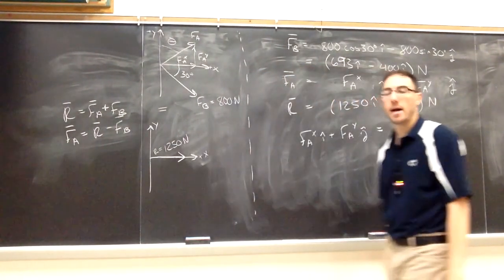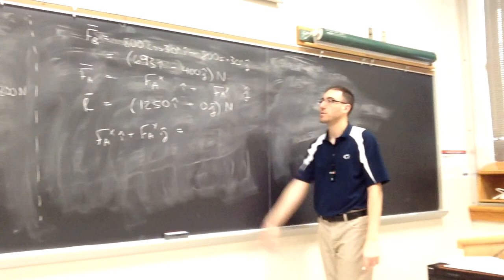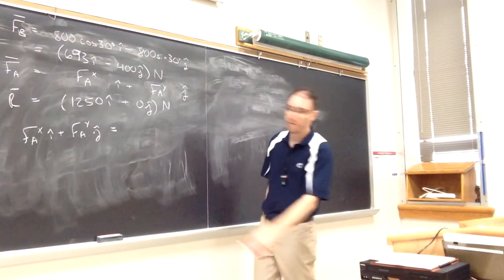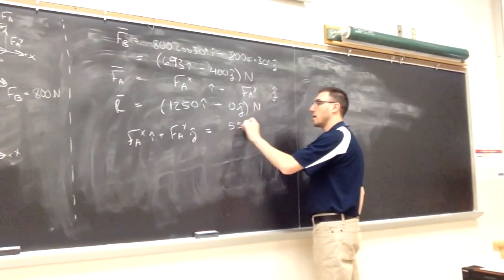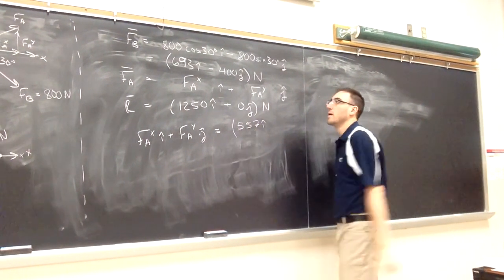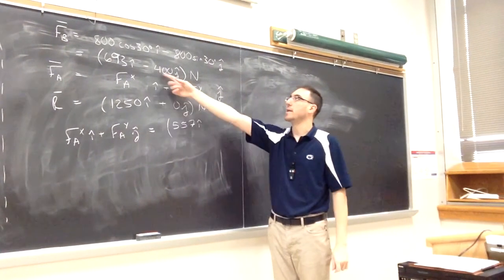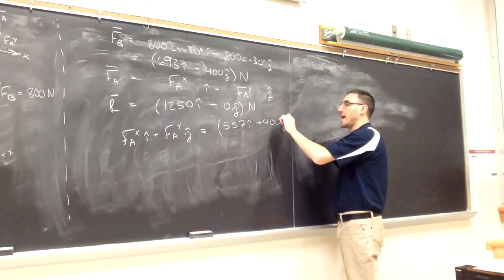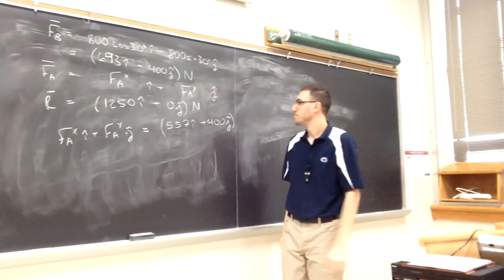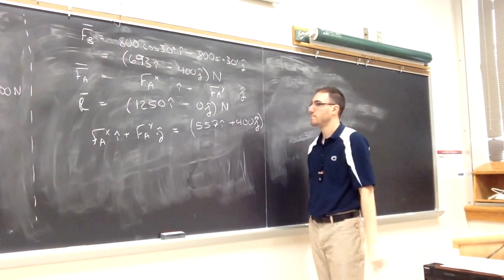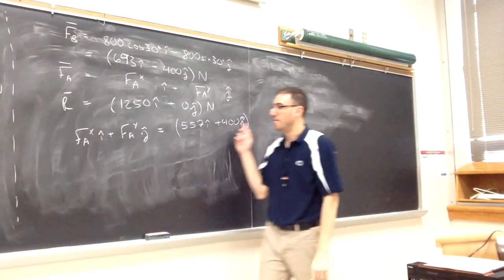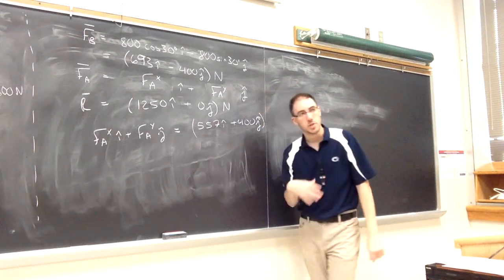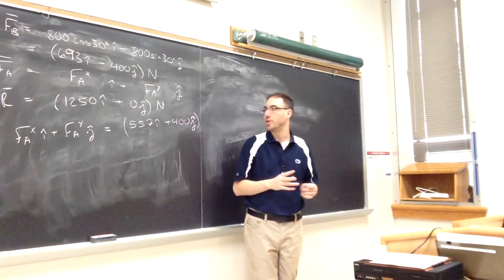And my right side, I'm just going to now subtract like terms. 1250 minus the 693 is going to leave us with 557i. And the 0 minus negative 400 will leave me with a positive 400 in the j hat direction. I have a single vector equation here. I don't know FAX, I don't know FAY. So it appears as though I only have one equation for my two unknowns.